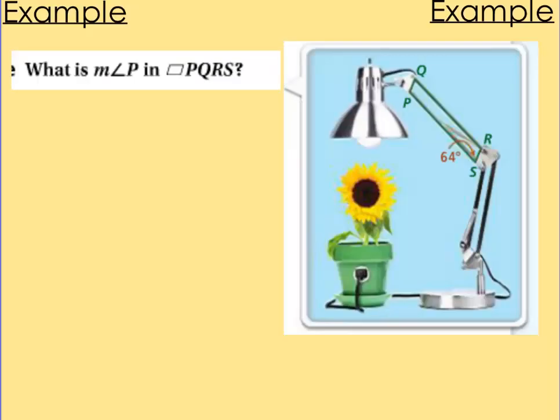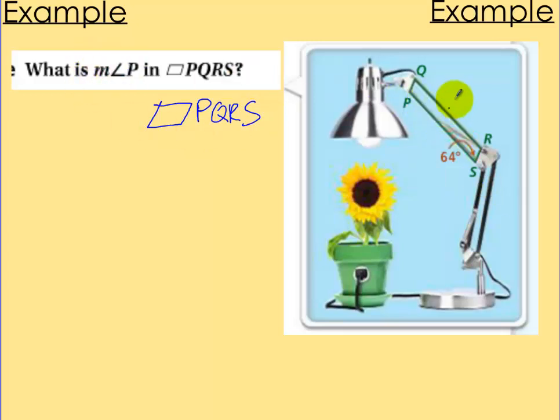Let's do some examples. So example number one, pause the video. All right, what is the measure of angle P in parallelogram PQRS? Notice, instead of doing a triangle, they do a parallelogram shape. It's parallelogram PQRS. That's kind of neat.